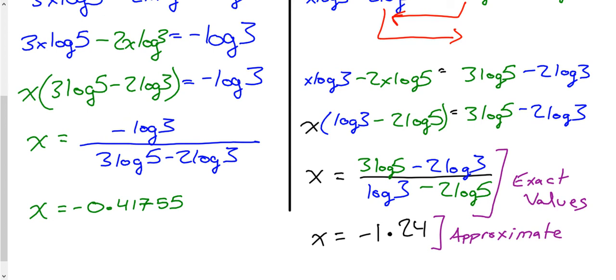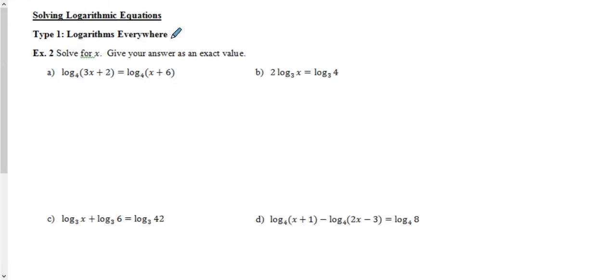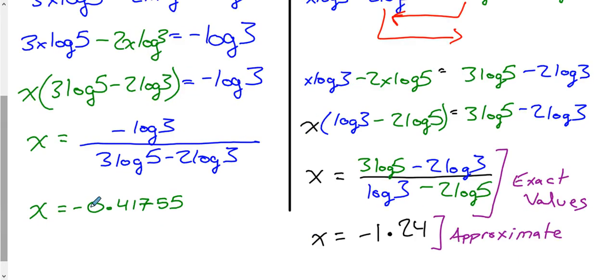On our next example, we have type 1, which is solving for log equations again. Logs are everywhere, so logs are on both sides already. Solve for x. Give your answer as exact value. So again, if I'm asking you for exact value, I am not looking for a decimal, the approximate value. I'm looking for something that looks like this, okay?